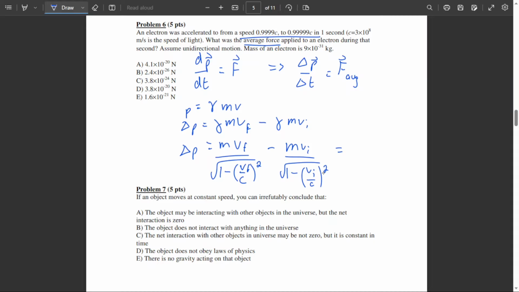So, calculate this, we get, running out of space, the mass is 9 times 10 to the minus 31. Speed is 0.99999 c. Don't forget to multiply your c into your speed. C is, it tells us, 3 times 10 to the 8th meters per second. All this over 1 minus Vf over c. Or let me plug in the numbers.